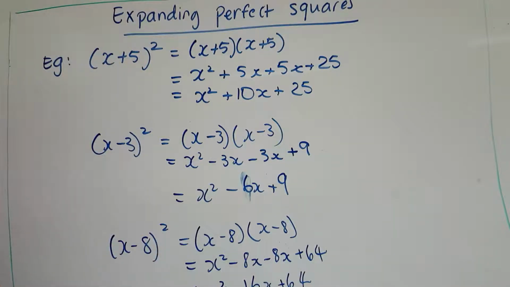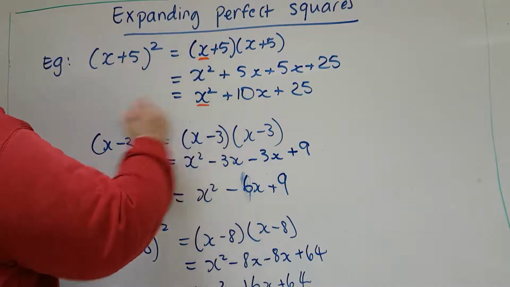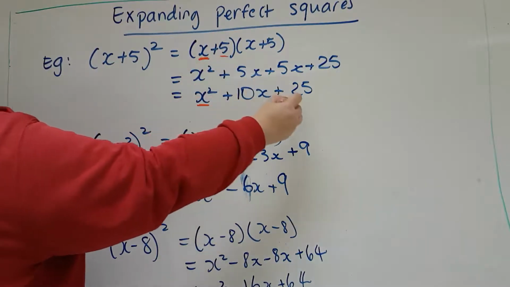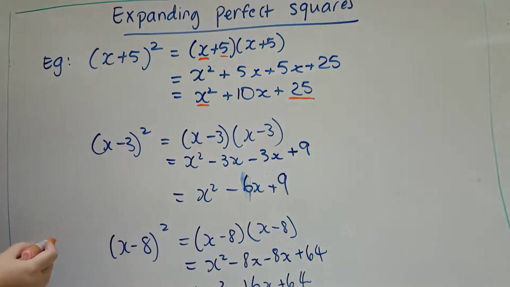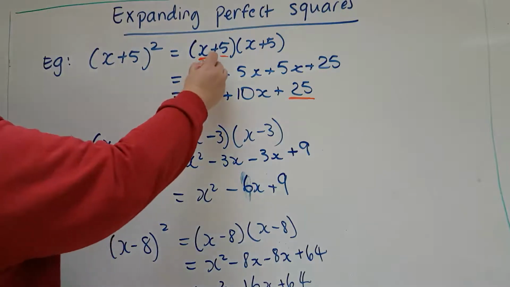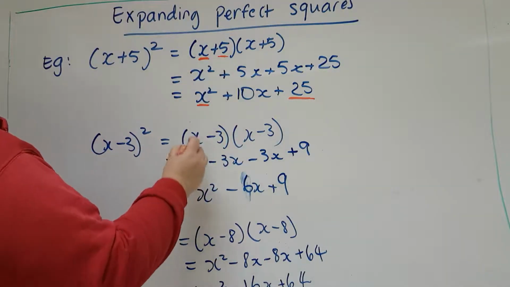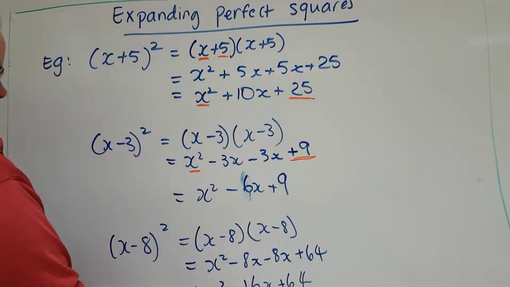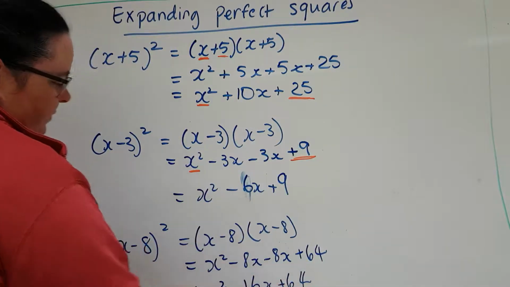Now hopefully what you're noticing is that there's a pattern to expanding perfect squares. When you expand a perfect square, the first term ends up squared and the last term ends up squared as well, noting the minus sign will turn into a plus. Minus 3 squared gives you plus 9, and minus 8 squared gives you plus 64.